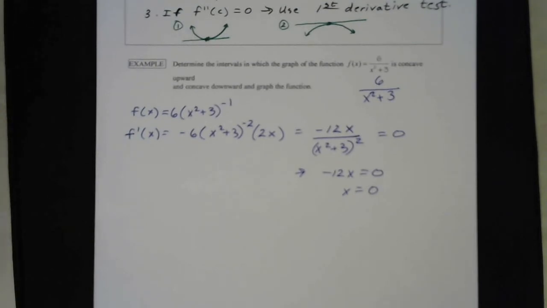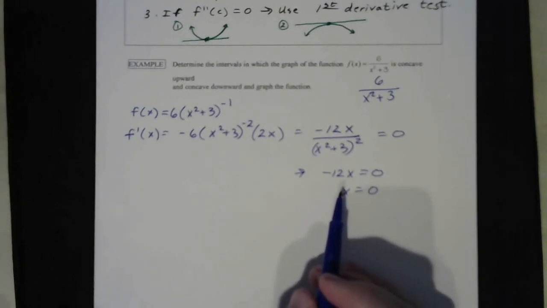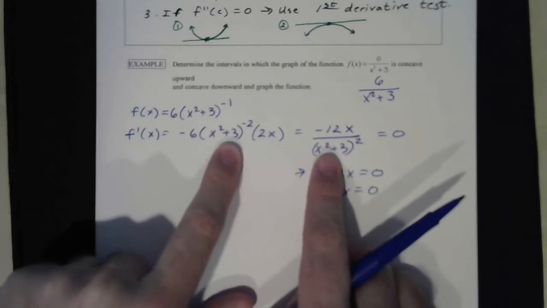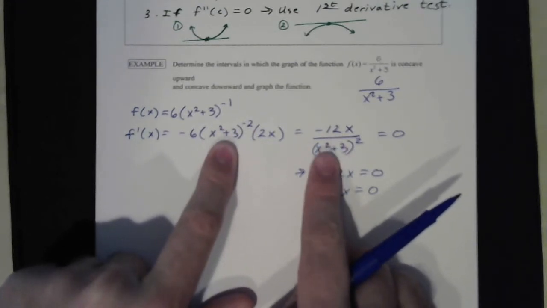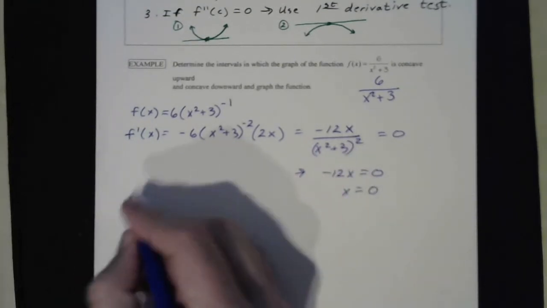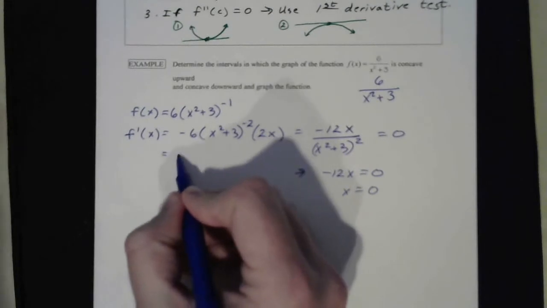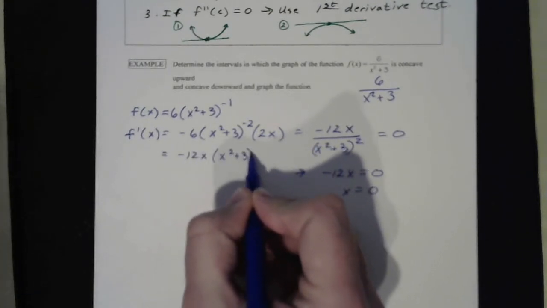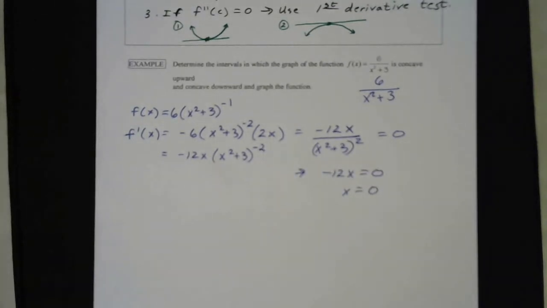So the next step is to find the second derivative. At this point, we can use either version of this. We can use this version or this version. It doesn't matter which version of your derivative you use. I'm going to use this version, negative 12x times x squared plus 3 to the negative 2.